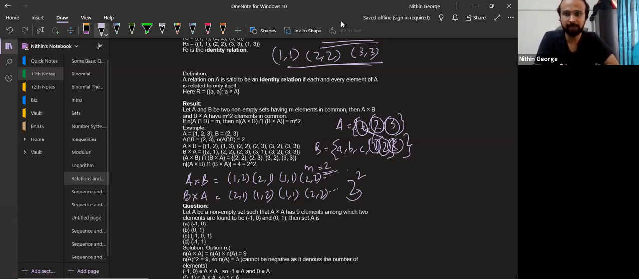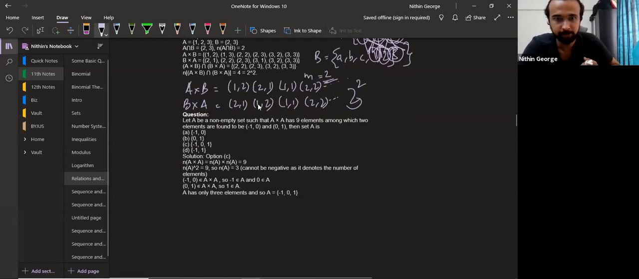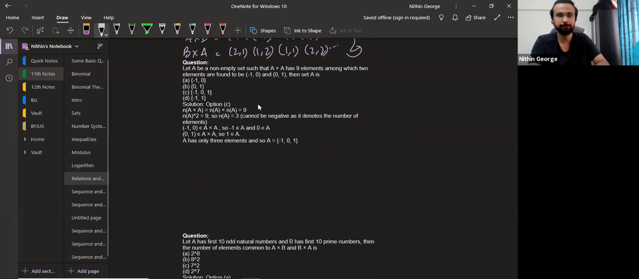you can see that 1 has 1 comma 1, 1 comma 2, 1 comma 3, 3 elements. 2 has 2 comma 1, 2 comma 2, 2 comma 3, 3 more elements. 3 has 3 comma 1, 3 comma 2, 3 comma 3, 3 more elements. It's nothing but 3 square. Okay, 3 into 3. That's the idea. Right? I hope you guys got this. Let's move on to the question.